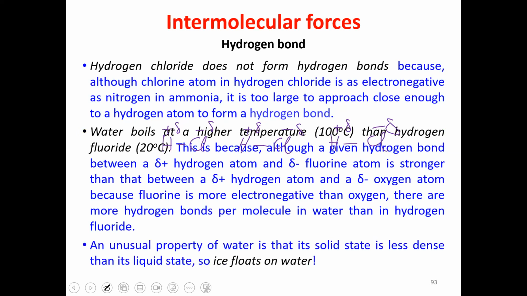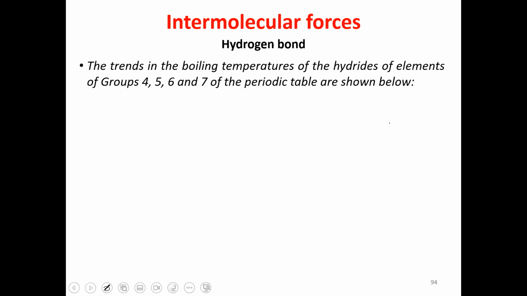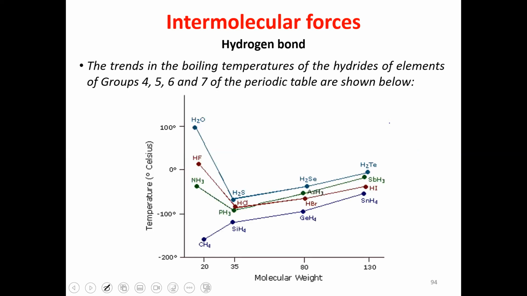Water is capable of making hydrogen bonds. Due to hydrogen bonding, boiling temperatures are exceptionally high. A very famous graph, look, water is at a higher position. Other hydrogen group members are lower. Why is water having such a higher boiling point? It is due to hydrogen bond.